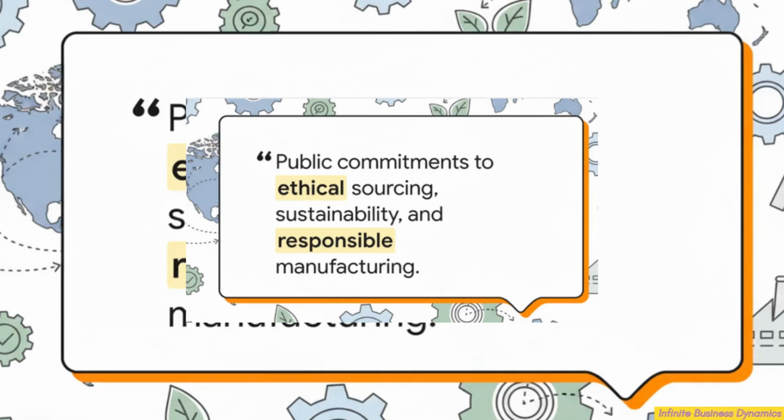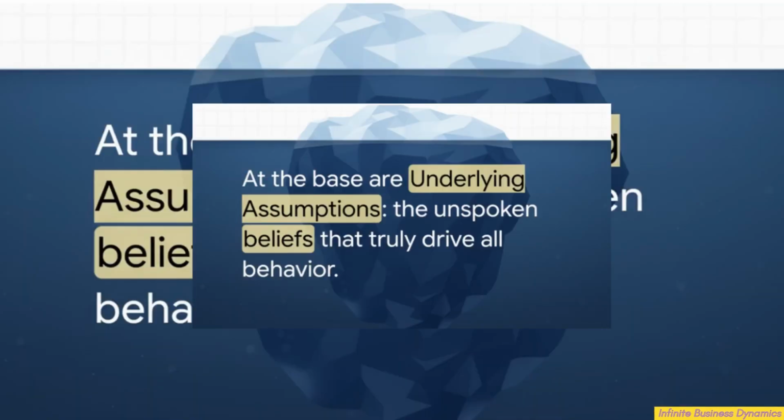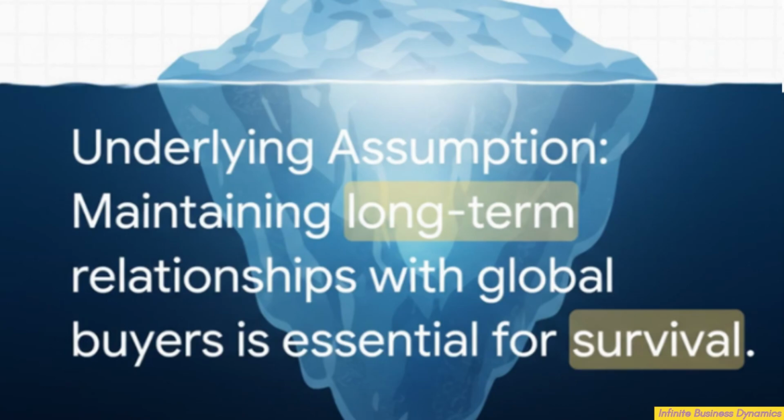To answer that, we have to go all the way down to the very base of the iceberg. This is where we find the underlying assumptions. These are the deeply ingrained, unspoken beliefs that are the true engine driving all their behavior. And here it is. This is the whole ballgame, the fundamental underlying assumption. It's not just about making a profit on this month's order. It is about securing stable, long-term partnerships with major global brands. Because that is the absolute key to their survival and their future growth. Once you understand this single belief, it completely changes how you interpret everything they do and say.